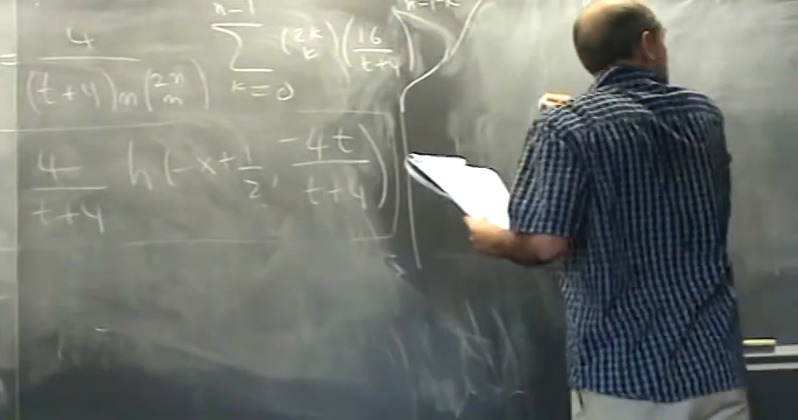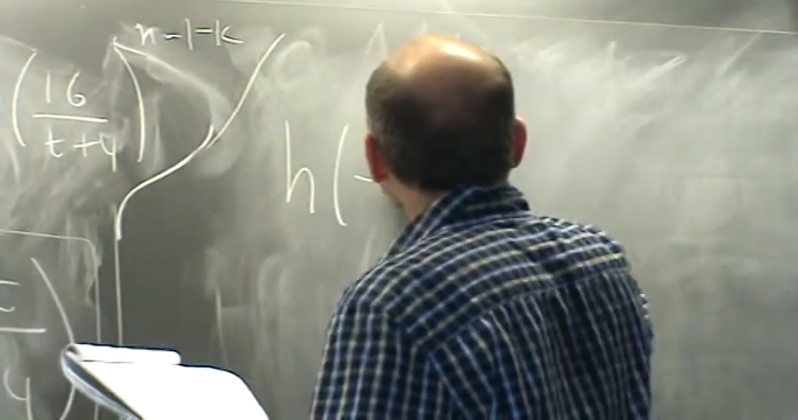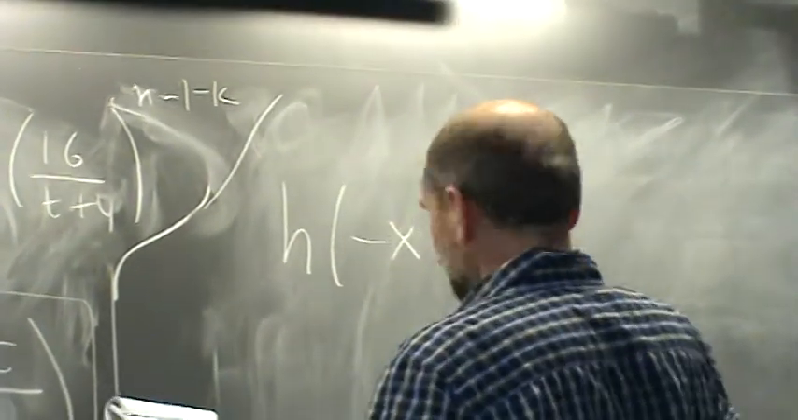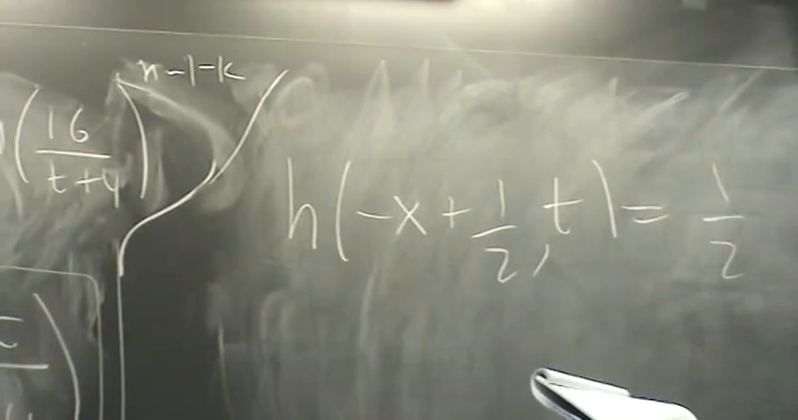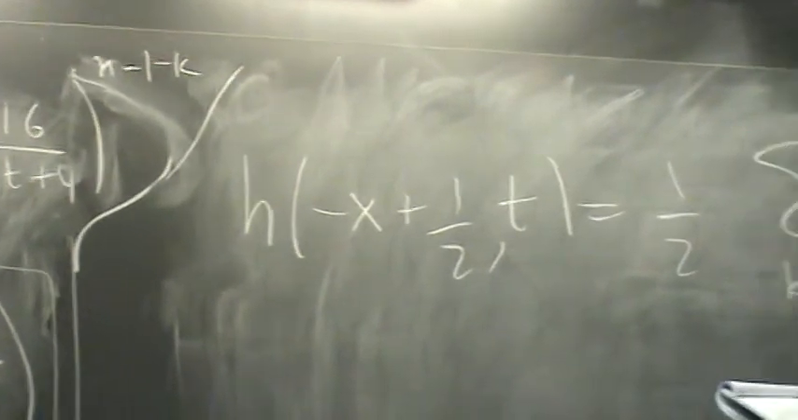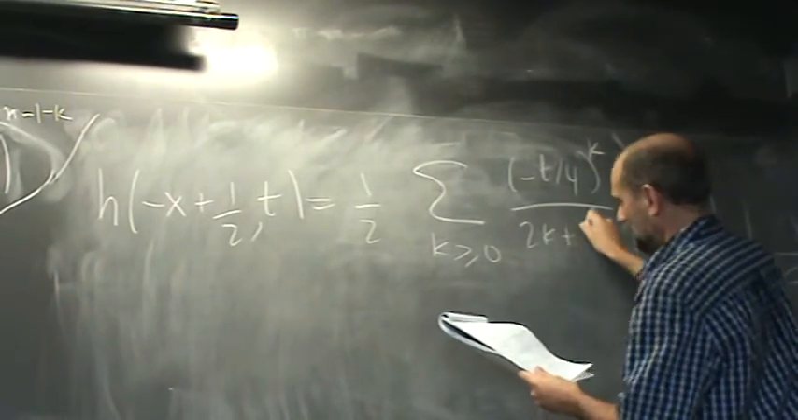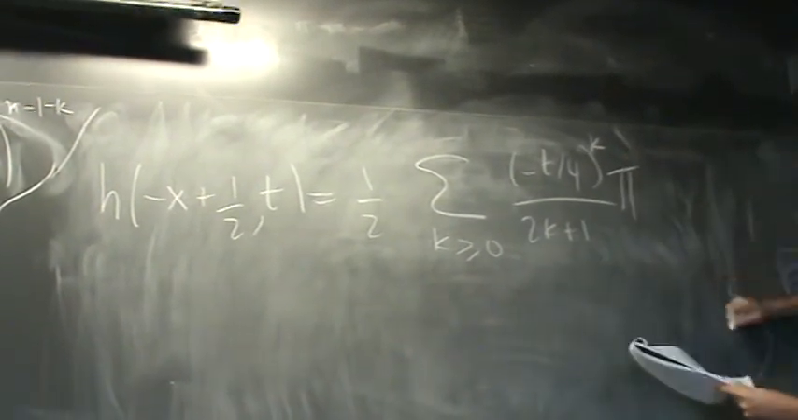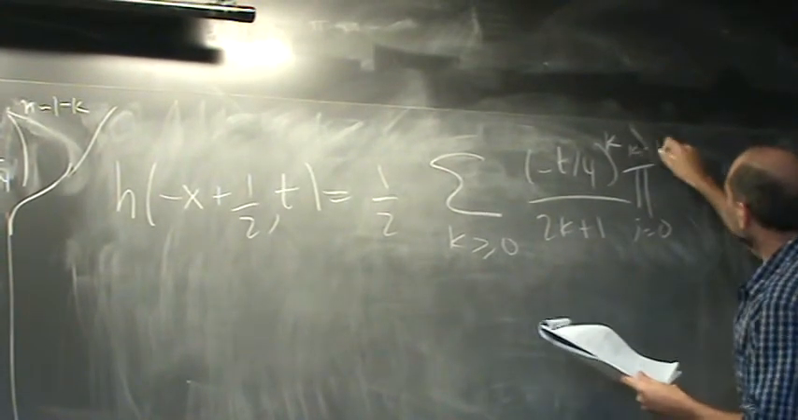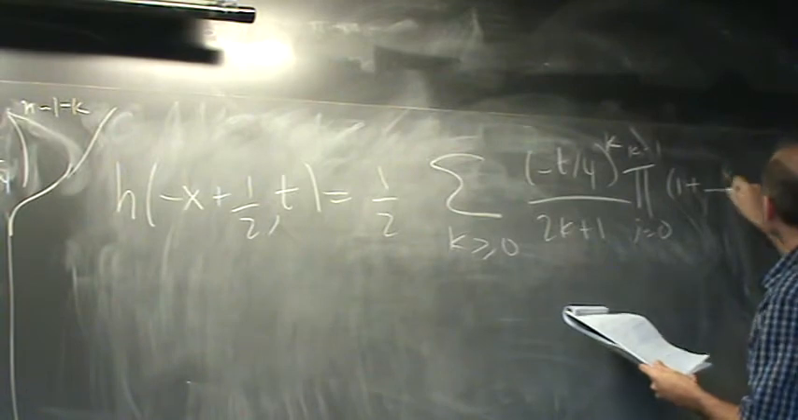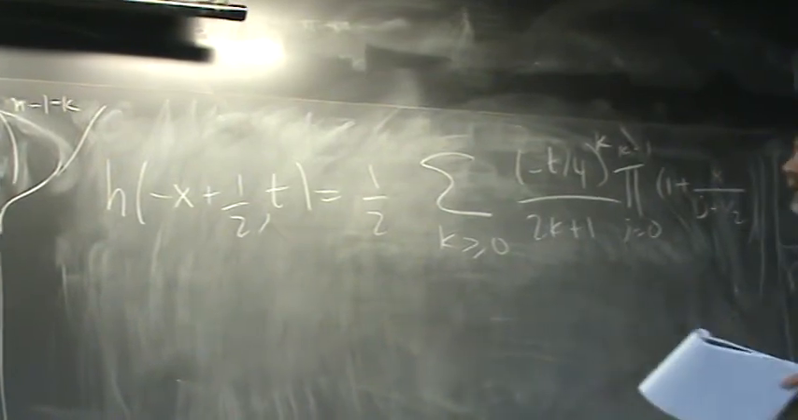Well, this is a bit of a manipulation. Not too hard. None of what I've said is hard. It's just a question of patience. You see that you can write this as follows. Product j equals 0 to k minus 1, 1 plus x over j plus a half.